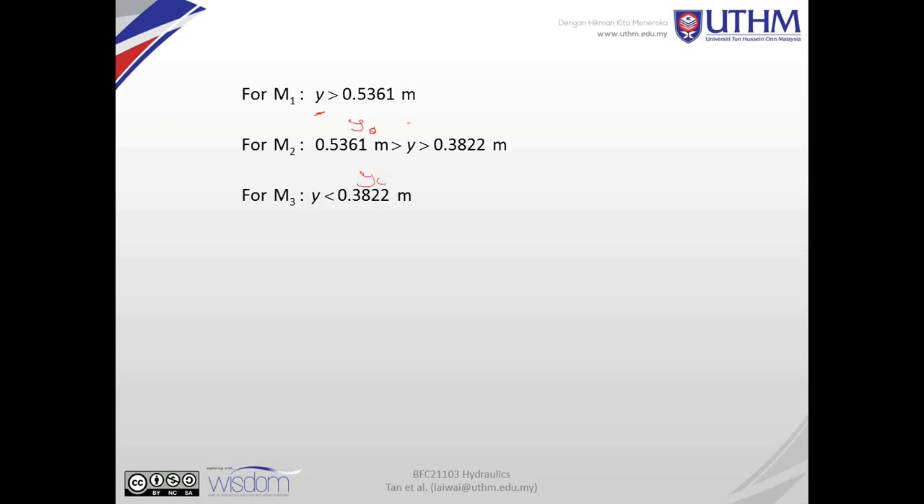Before I end the class, I want to recall what we have learned for today. We have learned how to classify the type of GVF profile. The type of GVF profile consists of an alphabet and also a number. The alphabet will determine the type of slope, whereas the number will determine the region of the GVF curvature location. So by combining these two, we will get the profile for the GVF slope.